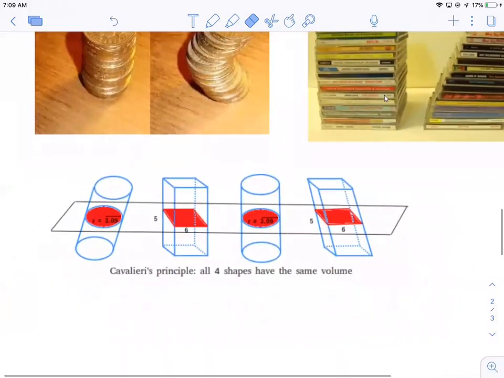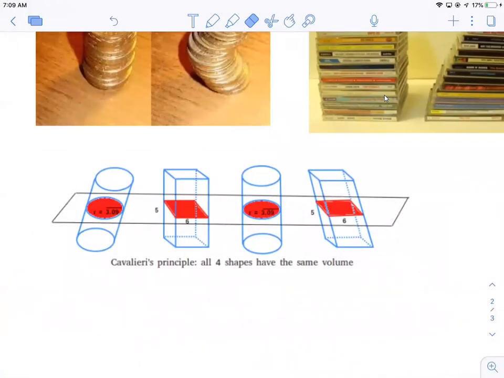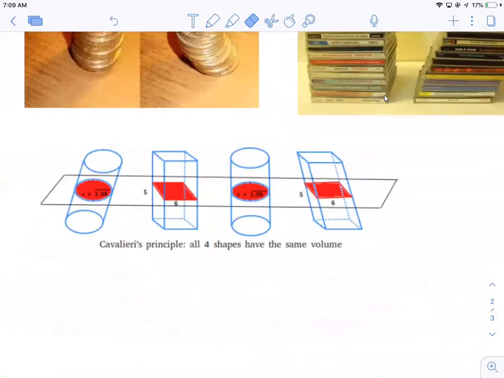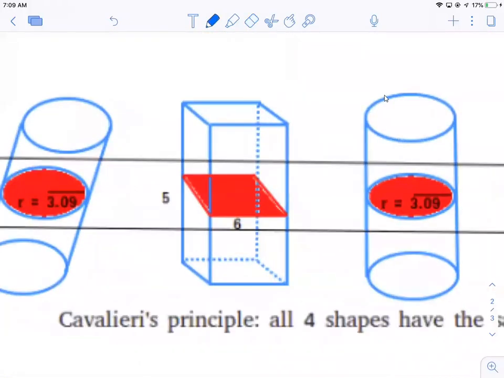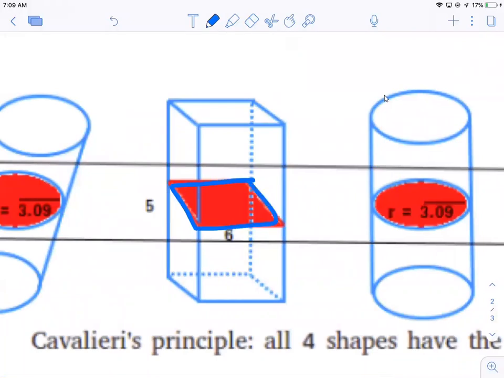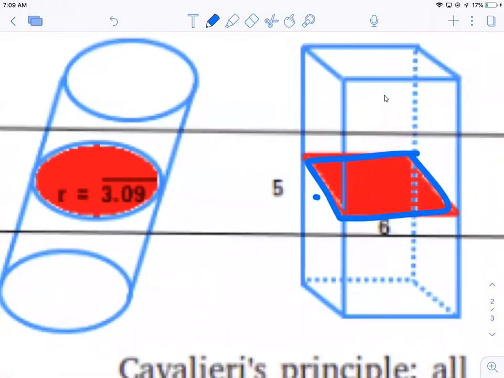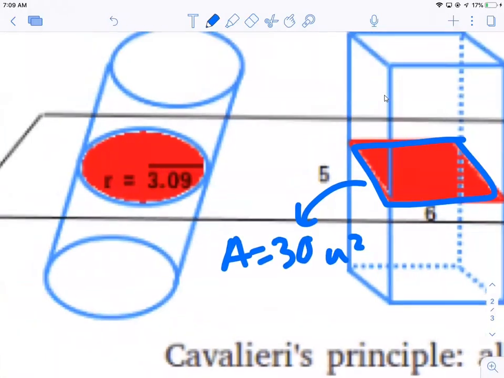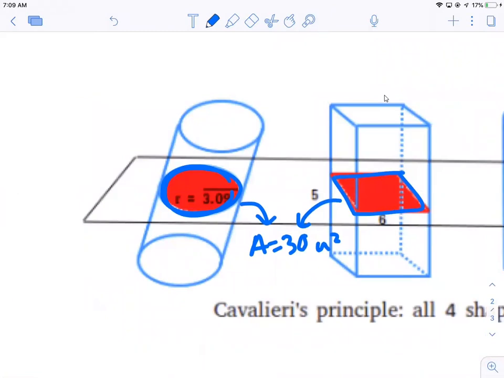So Cavalieri's principle actually applies not only when the cross-sections are exactly the same, but when the cross-sections have the same area, right? So the area of that cross-section here is 30 units squared. And if you find the area of this cross-section for that circle, that's also going to be 30 units squared. So if we're stacking up the same areas to the same height, right, the solids are going to have the same volume.